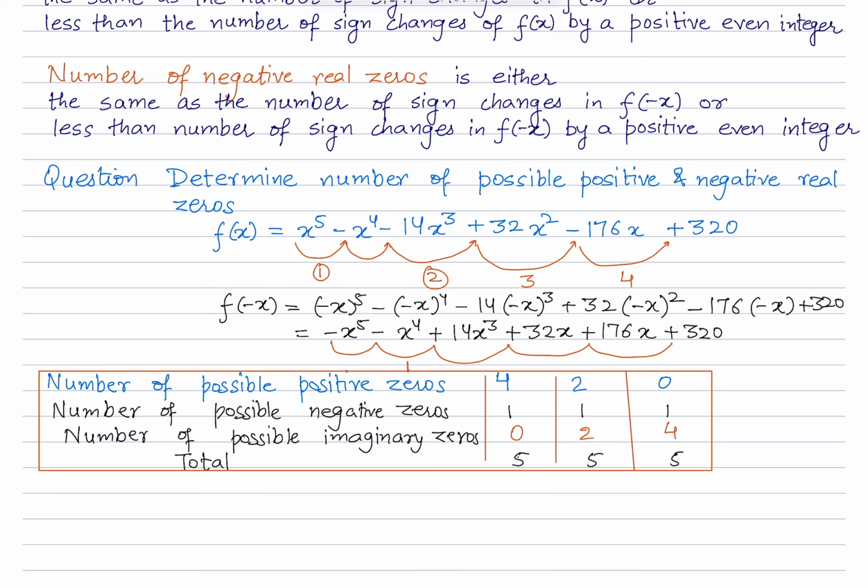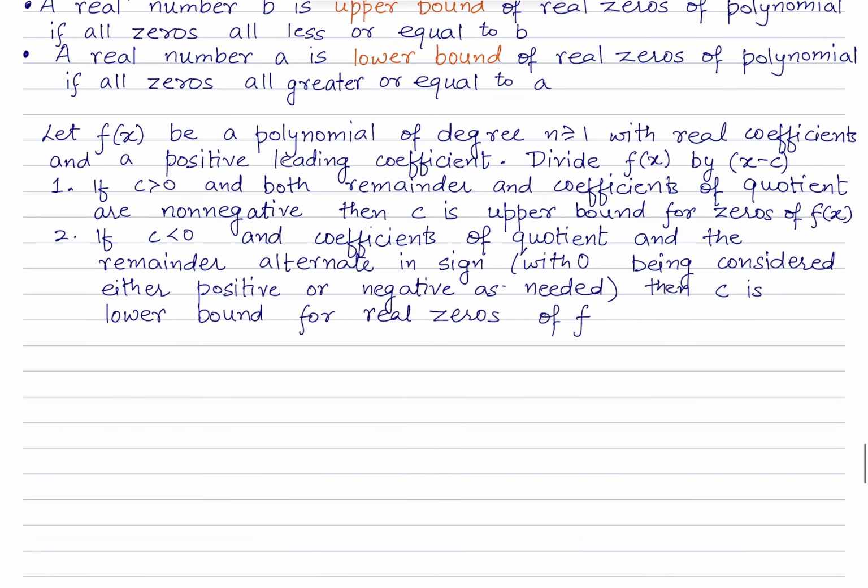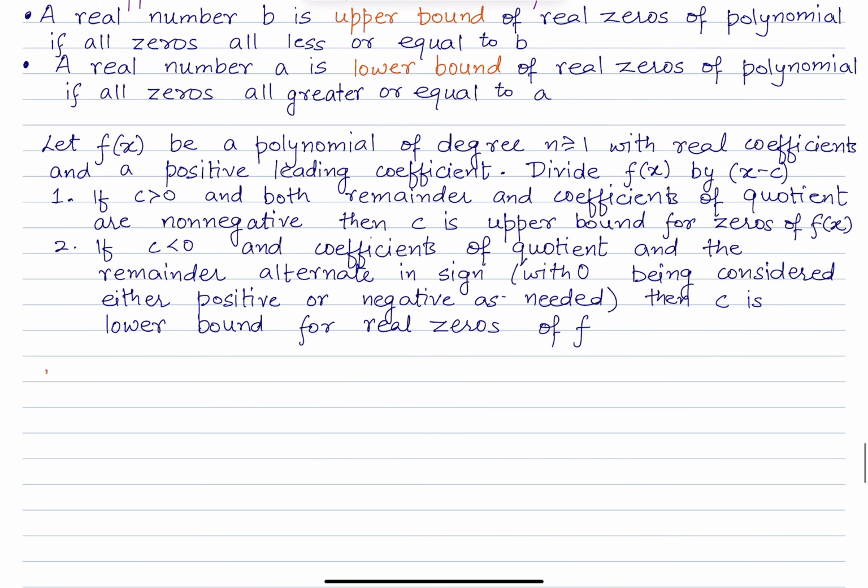Also, if we want to find out the upper bound and lower bound for our zeros, we will say b is an upper bound of zeros if b is the largest possible zero, or all the zeros are less than or equal to b. We will say a is the lower bound if all the zeros are greater than or equal to a. So how will we find our upper bound and lower bound? Let's understand that with an example.